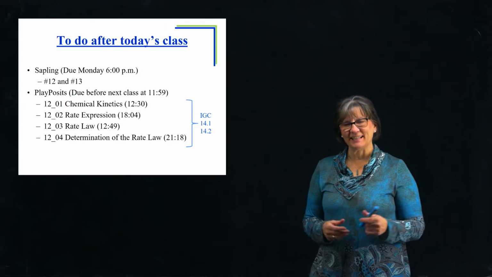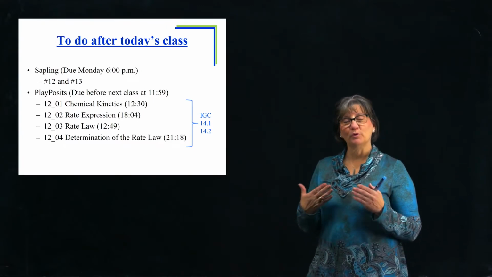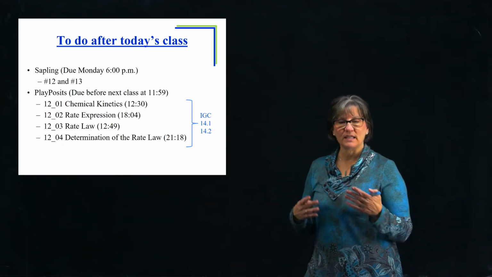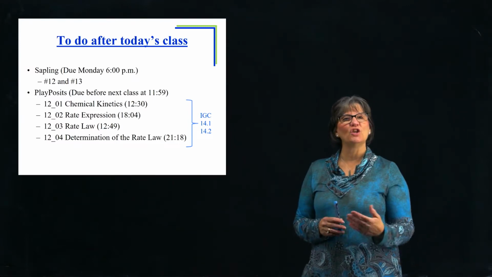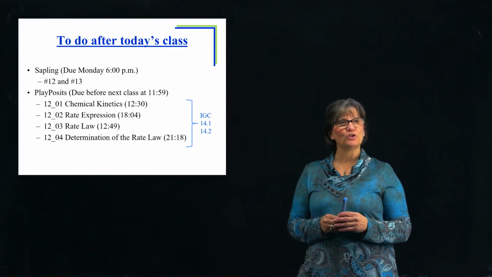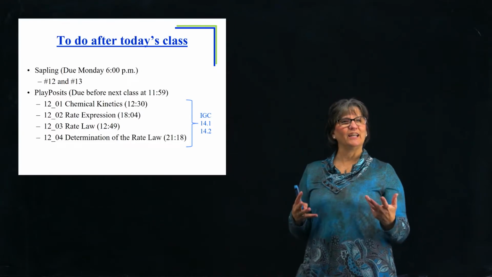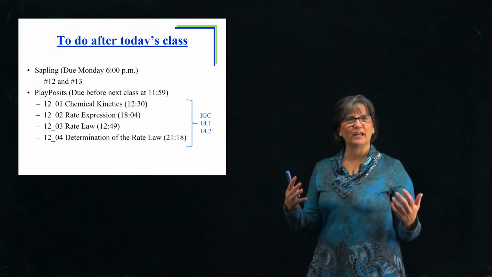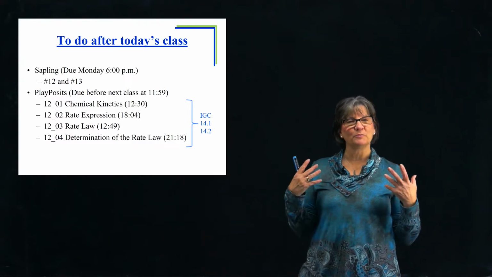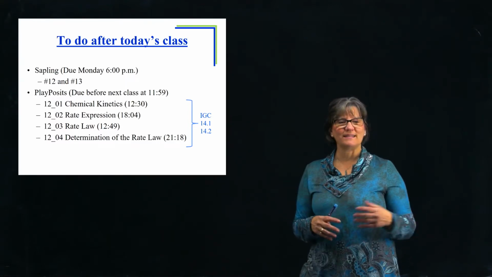So after today's class, what you should be able to do with Sapling, of course, is number 12 and number 13. These will finish up our chapter on solutions. And we're dealing with the colligative properties here. So you've watched all the lessons dealing with colligative properties, and I want us to spend class time practicing some problems.